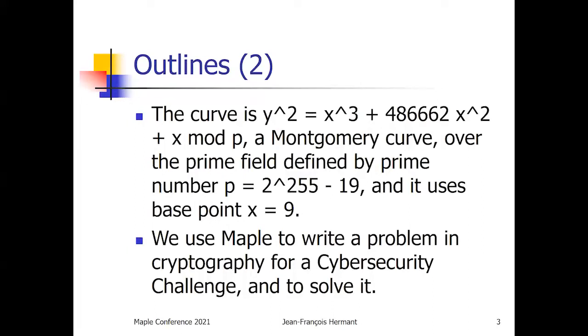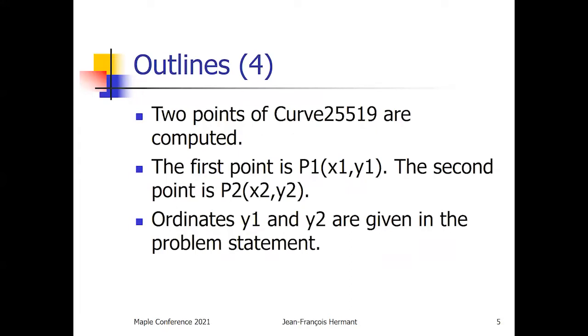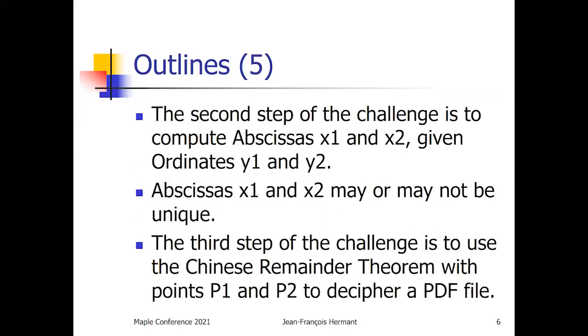We use Maple to write a program in cryptography for a cybersecurity challenge and to solve it. An elliptic curve is given in the problem statement with one of its points. The first step of the challenge is to recognize the ECC curve used. There is a smart, straightforward method to recognize curve 25519. Two points of this curve are computed. The first point is P1 with coordinates x1 and y1. The second point is P2 with coordinates x2 and y2. y1 and y2 are given in the problem statement.